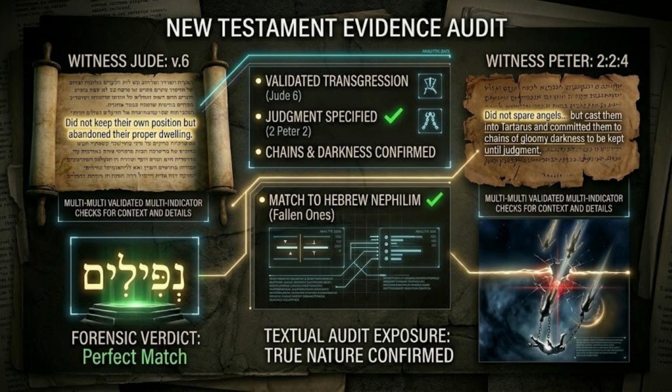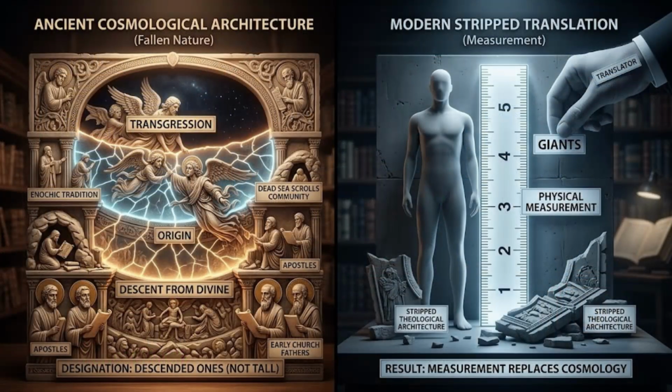Nephilim, those who fell, those who descended from where they were meant to stay. The ancient world, the Enochic tradition, the Dead Sea Scrolls community, the apostles, the early church fathers, built their entire understanding of Genesis 6 around the fallen nature of these beings, not their physical stature, their transgression, their origin, their designation as those who crossed downward from the divine into the terrestrial. The English word giants captured none of that. It took a cosmological designation, stripped it of its theological architecture, and replaced it with a measurement.